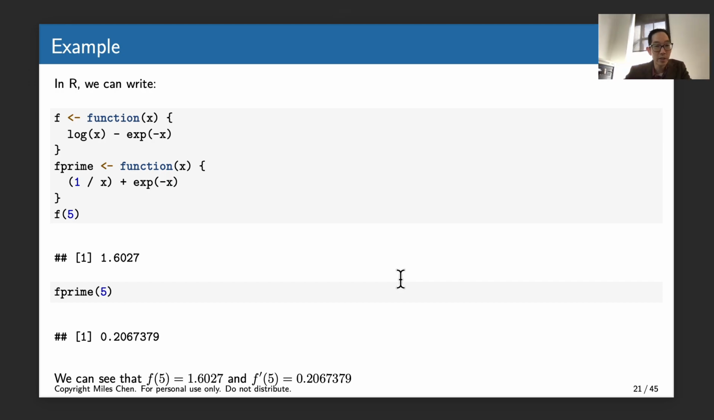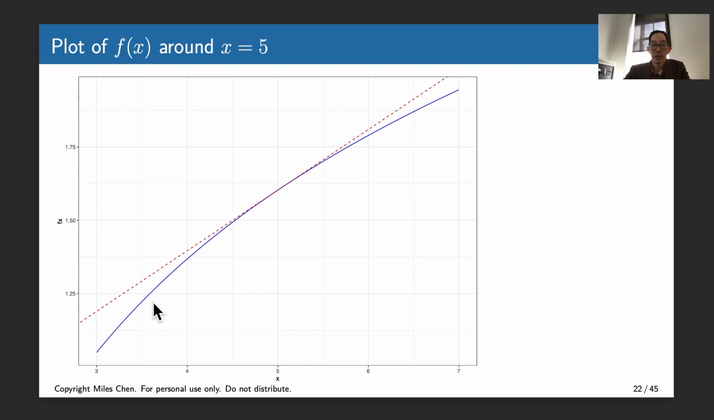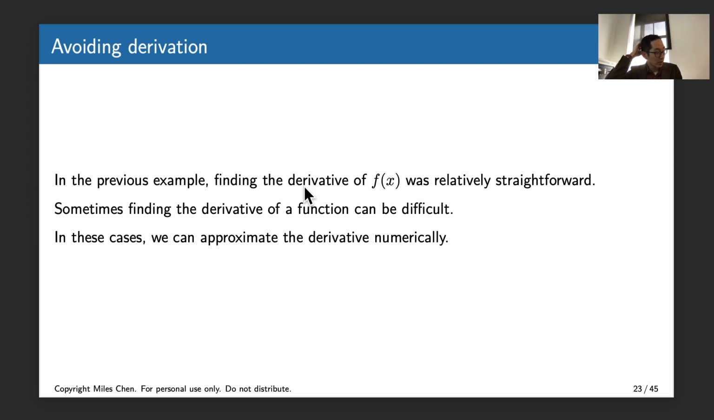And when we did that, we can punch in some number, and we can say, all right, the value of the function is 1.6, and the value of the derivative, f prime of 5, is 0.2067379, right? And here I just have the function 1 over x plus e to the negative x. That's my f prime function. And here is the function at 5. Here is the tangent line with the derivative there, shown in the red dotted line. Okay, and we go, okay, great. That's how we found the derivative analytically using calculus.